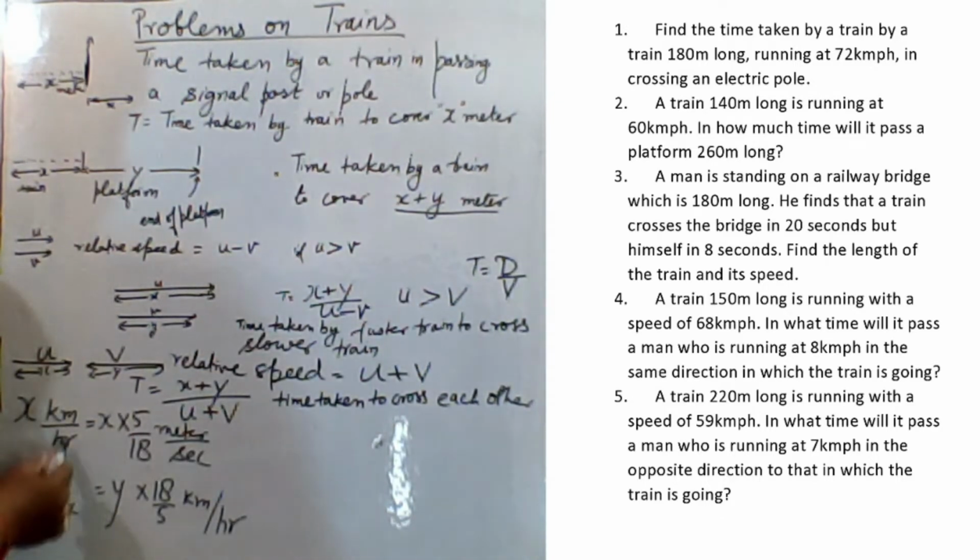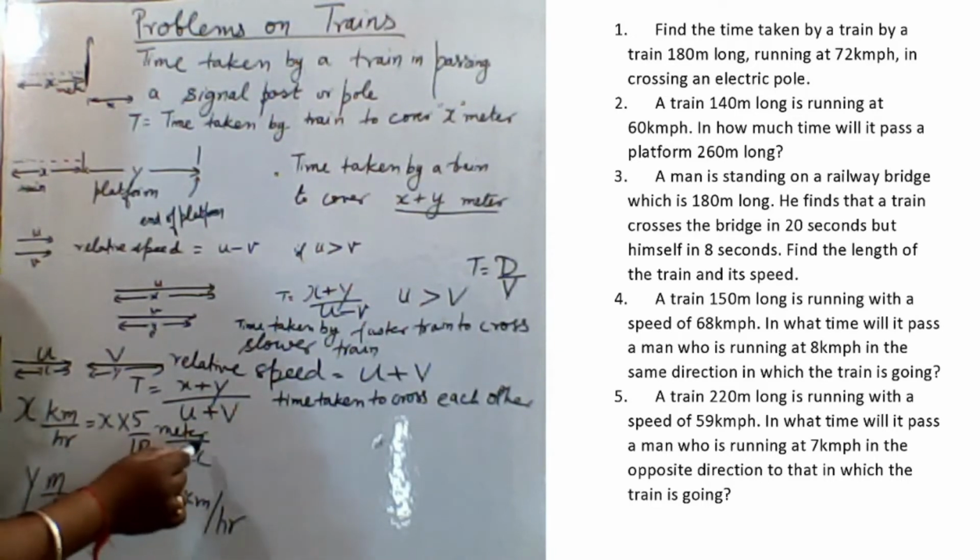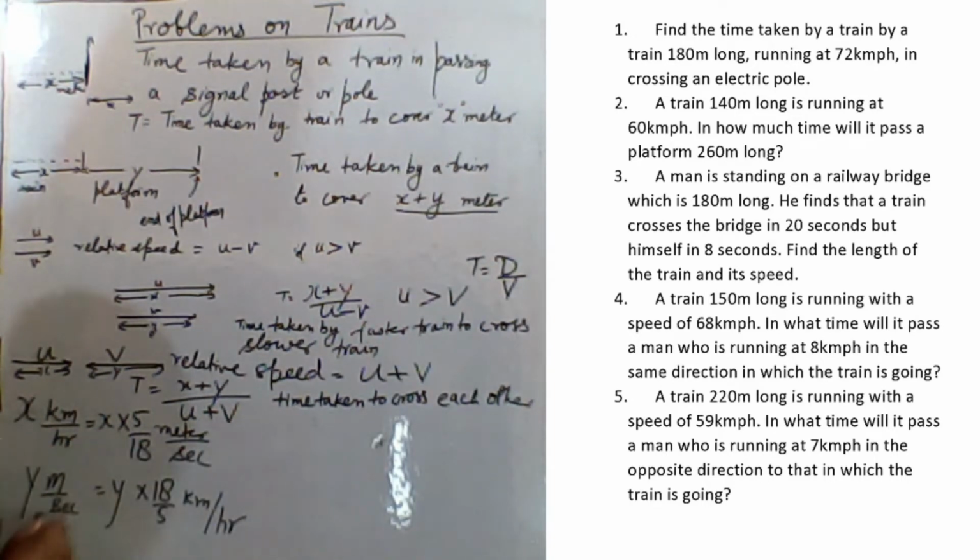Now suppose the speed is X kilometer per hour. The direct formula is to multiply it by 5 by 18 and it becomes meter per second. And if the velocity is given in meter per second, you just multiply it by 18 by 5, and you will get the answer in kilometer per hour.